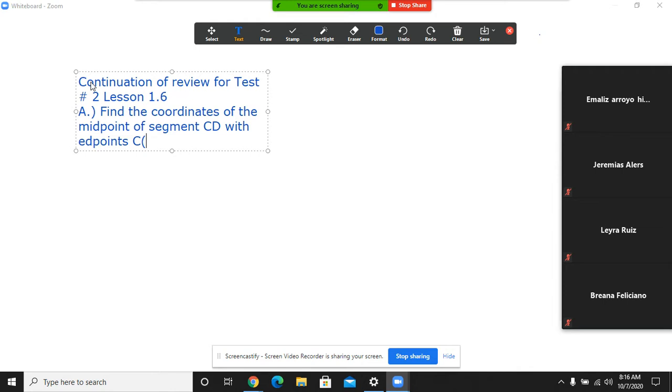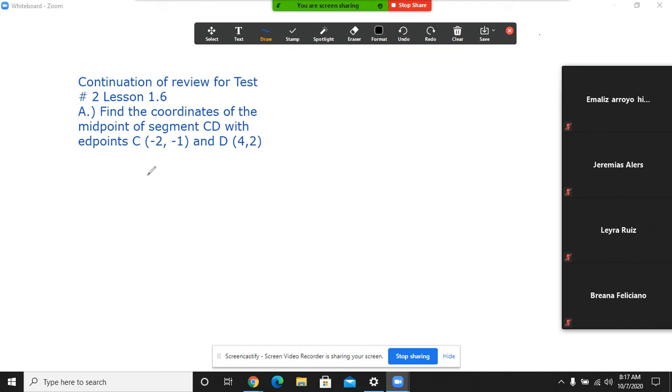We've got a segment CD with endpoints C, the coordinates of C are the following: -2 and 1, -1, sorry. And the coordinates of the other endpoint of the segment are the following: 4 and 2, okay? So let's do this problem. The first thing that we have to know is what the midpoint formula is, okay?